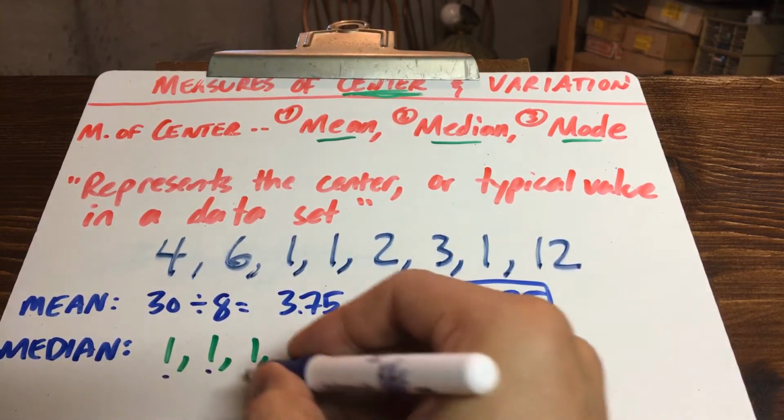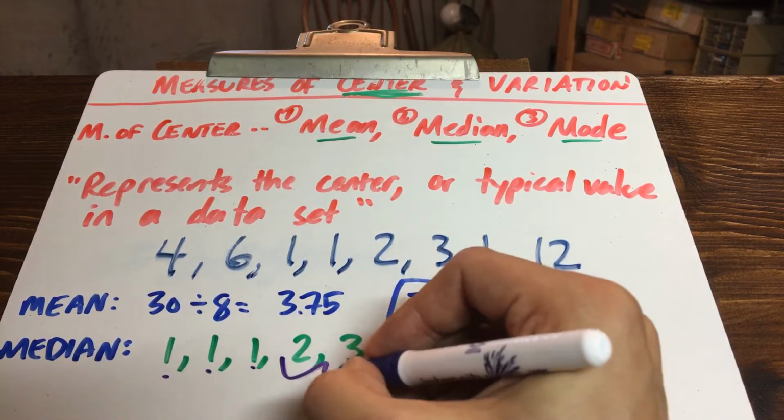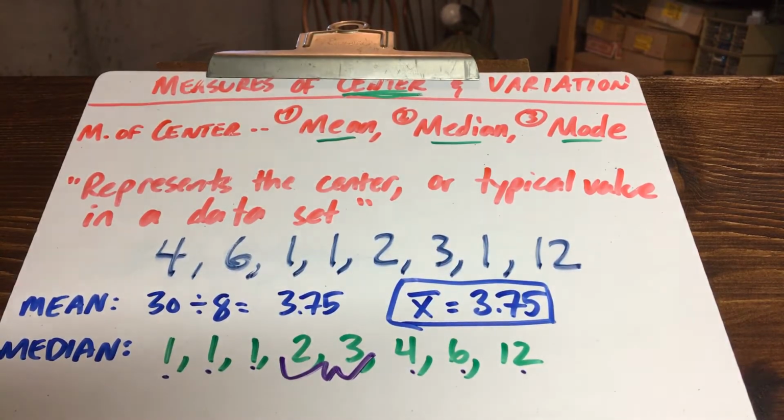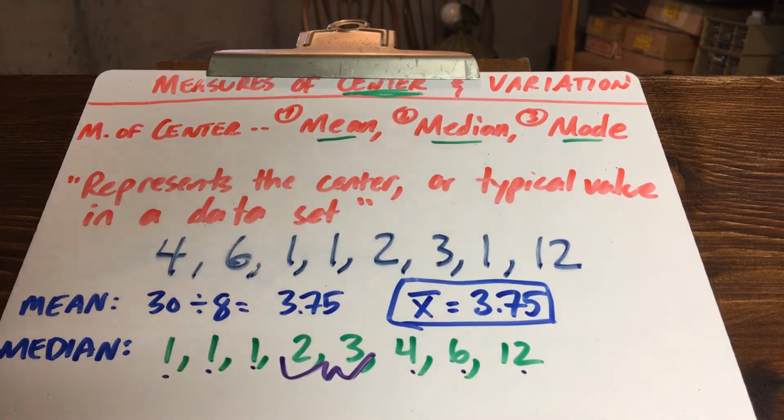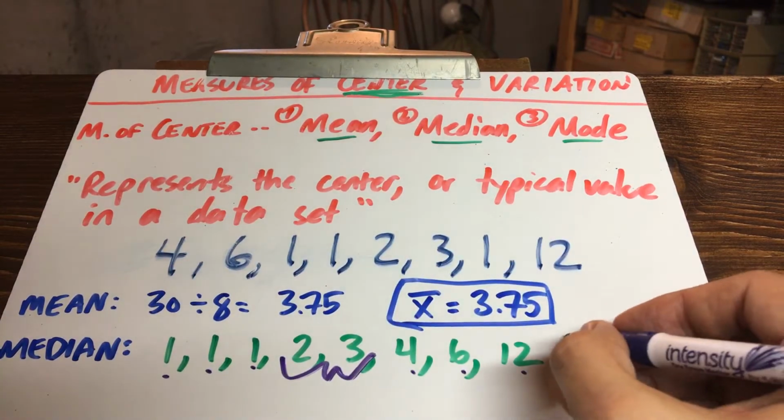2 on the left, 2 on the right, 3 on the right there. Okay, so we have 2 in the middle right there. When you have 2 numbers in the middle, I hope you know what to do. You add them up and divide by 2. You find the average of those 2 numbers.